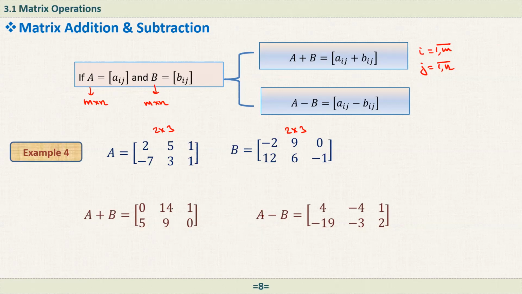How about subtraction? If you subtract B from A, that is A minus B. So I have to subtract negative 2 from 2. 2 minus negative 2 is 4. And 5 minus 9 is negative 4. And 1 minus 0 is 1. Negative 7 minus 12 is negative 19. And we can just continue the subtraction in this way.